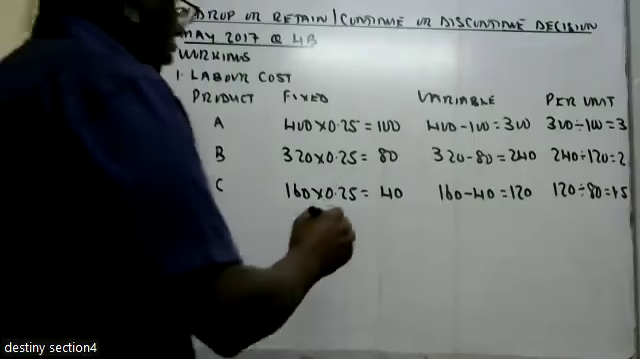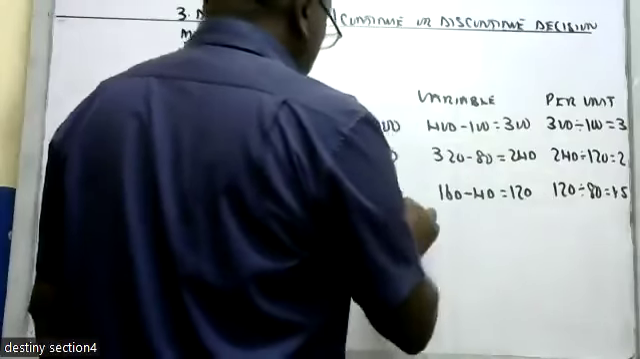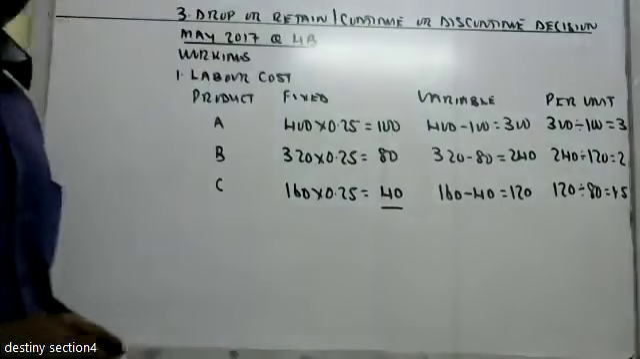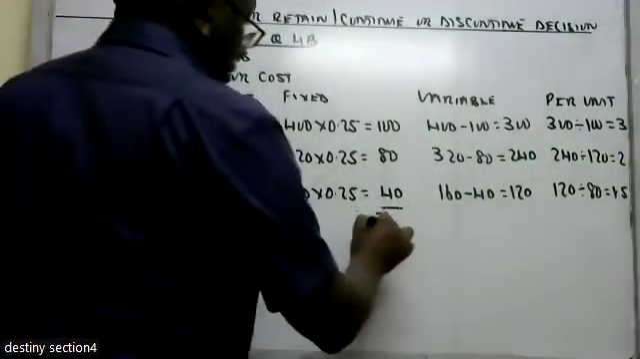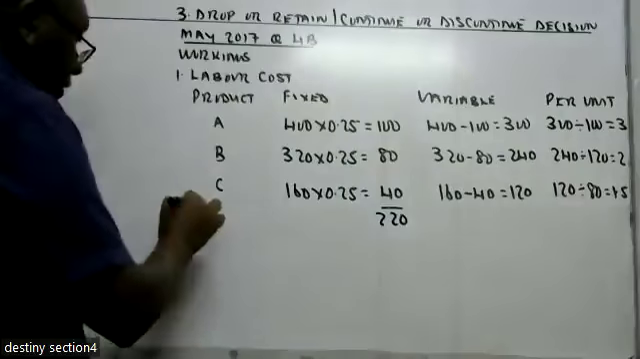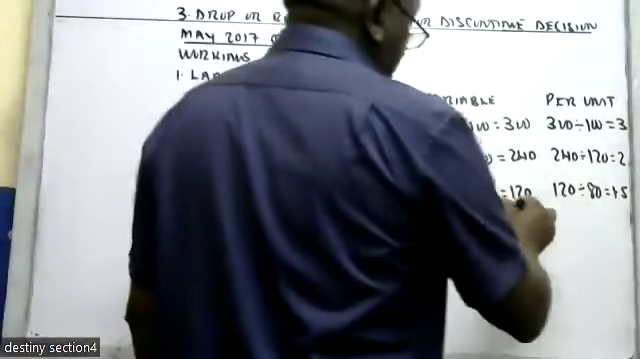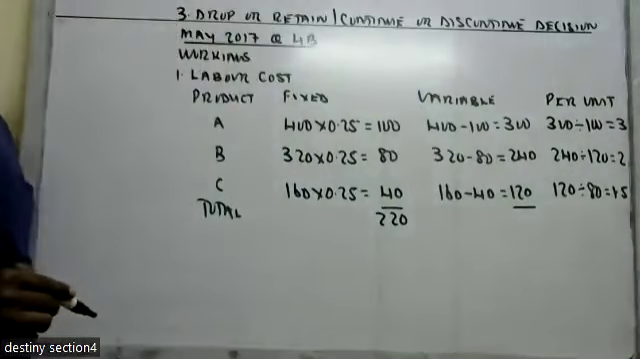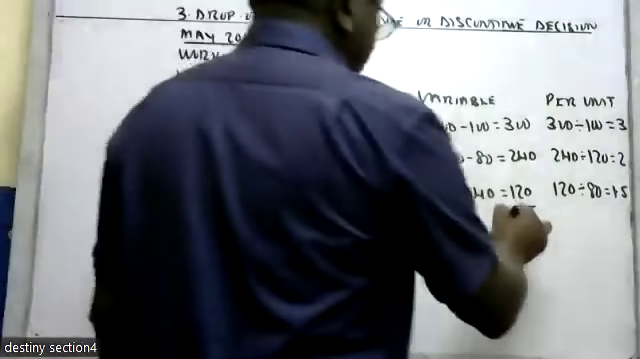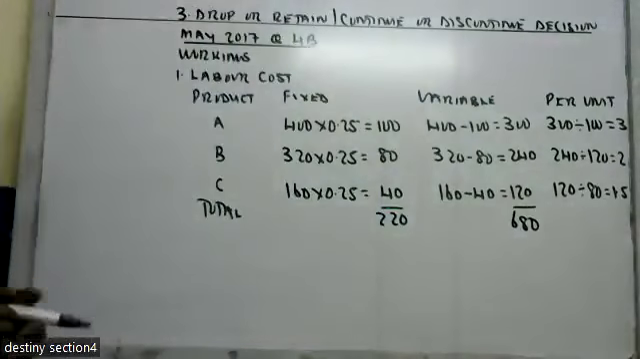We could also get this total. Give me the total of the fixed. 220. Total. And the total variable. 680. Done.